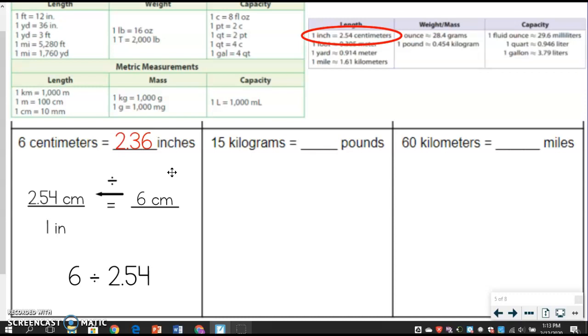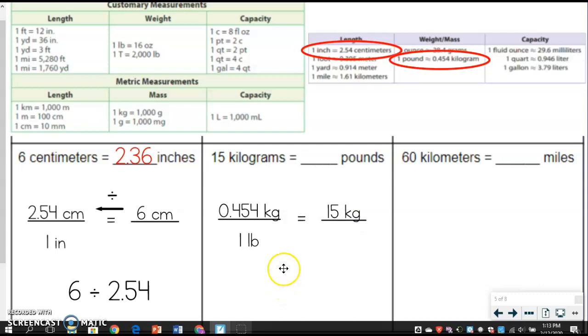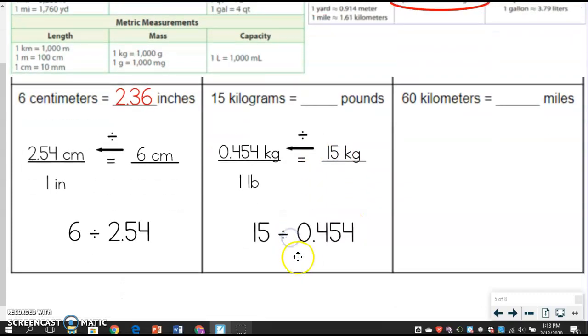Let's try 2 more problems and it's going to be all you. So this one we're doing kilograms to pounds. So we've got to look on our chart, and right here is kilograms to pounds. Okay? So we're going to set up 0.454 kilograms over 1 pound, which equals 15 kilograms, and kilograms is on top, so we're going to put that on top. And again, I don't know how to get from 0.454 to 15, so we're going to work backwards and divide. Okay, so our problem is going to be 15 divided by 0.454.